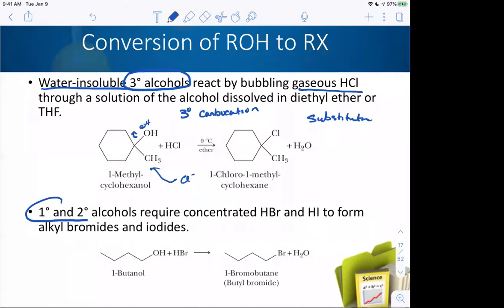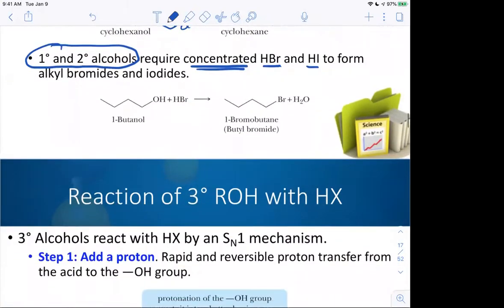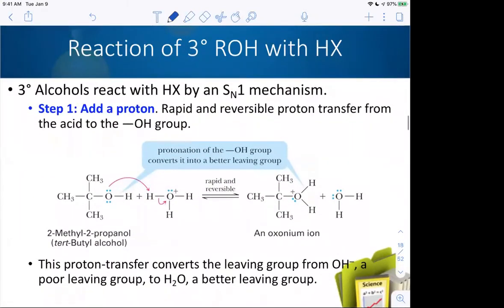Now, to get primary and secondary alcohols to react in this way, I need concentrated HBr and HI. And then I will get a reaction to occur, and I can form alkyl bromides and iodides under these conditions with primary and secondary alcohols. So let's look at this reaction. Tertiary alcohols react with HX by an SN1 mechanism. I alluded to that briefly.